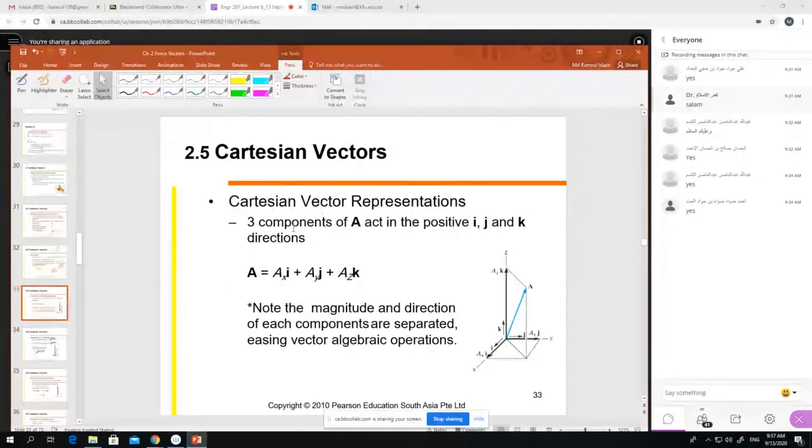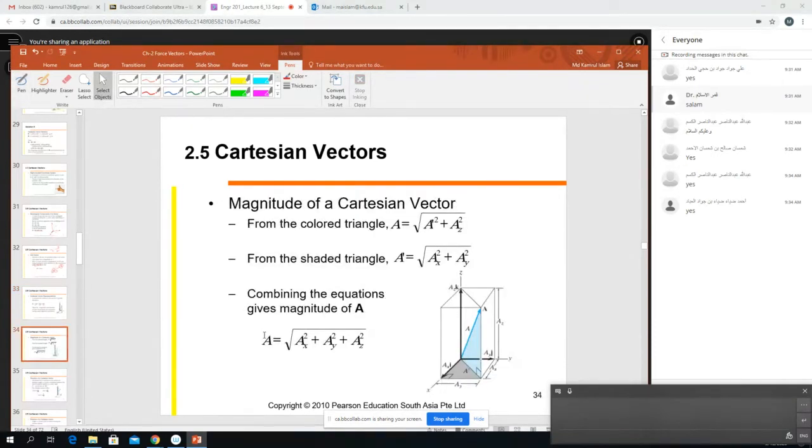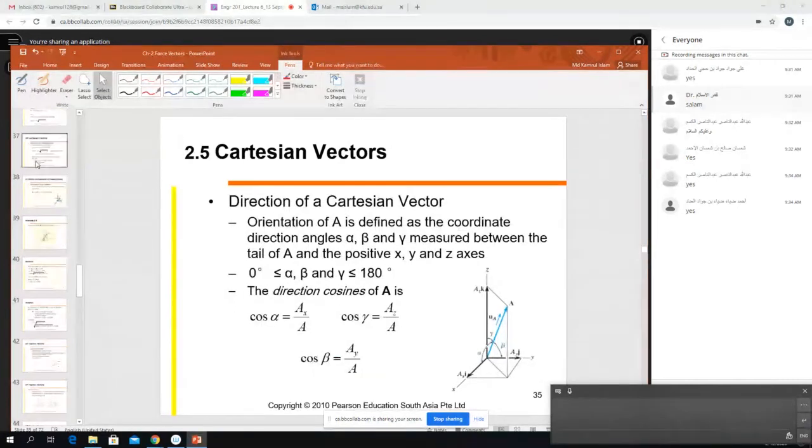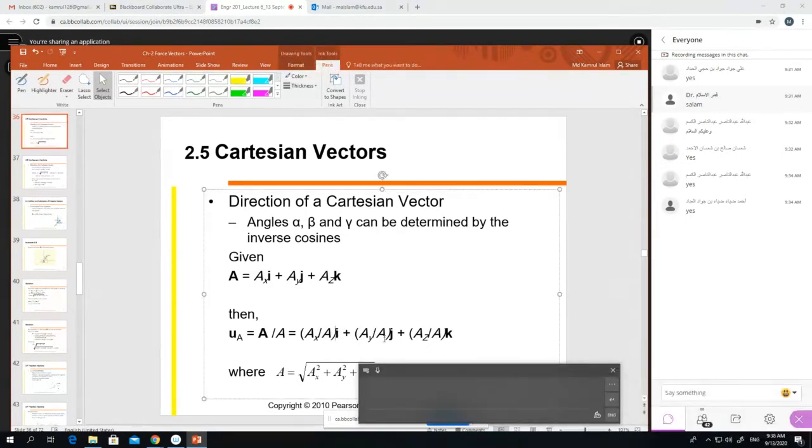Then a vector we can write in this way: ax into i, ay into j, plus az into k. Then the magnitude we can find: ax square, ay square, az square, and root over all, right? I think we discussed it before. The unit vector is equal to ax divided by A into i, ay divided by A into j, and so on.